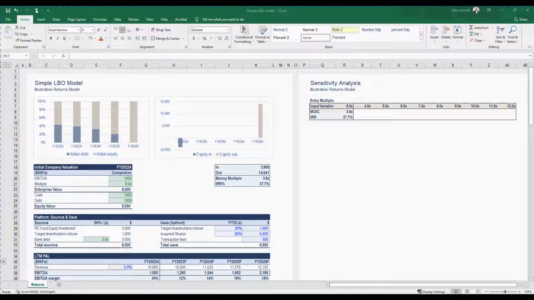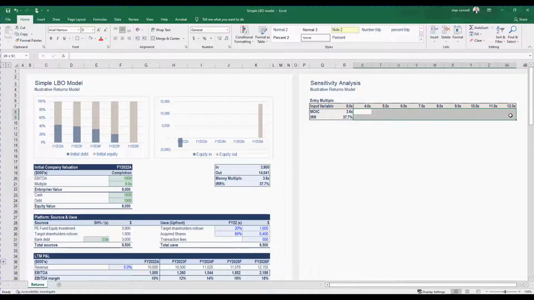Okay, so what I've done here is I've laid out the table how we want to structure it, and this is essentially a very basic data table for sensitivity analysis. So we want our input variable at the top, right? In this case, the input variable that we want to test is our entry multiple over here. And then we put our outputs down below. So what do we want to show? MOIC, which is your money multiple, or multiple on invested cost, which is the same as this here, or IRR percentage, which is the same as this percentage here.